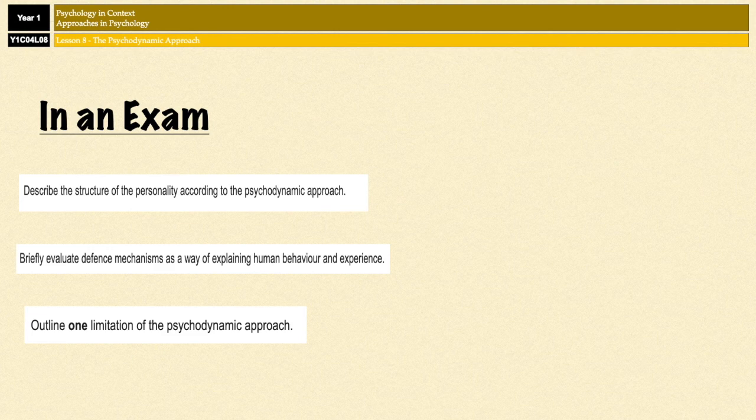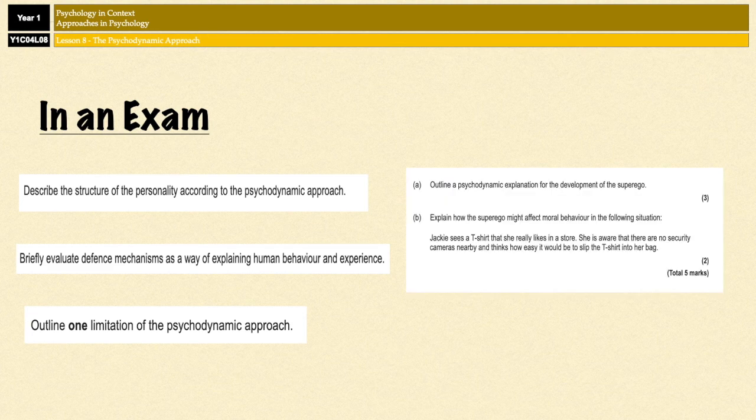Obviously, you could get essays as well. That goes without saying, and I'm not going to put an essay title up here for you because everyone kind of knows what an essay title looks like. You've also got some application bits. So obviously part A in this one is just outline a psychodynamic explanation for the development of the superego. So that's going to want you to talk about things like the resolution of the Oedipus complex and the internalization of the morals and values of your same-sex parent, which then ultimately leads to the development of the superego.